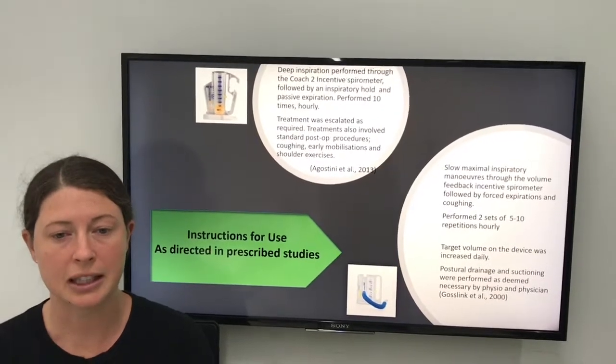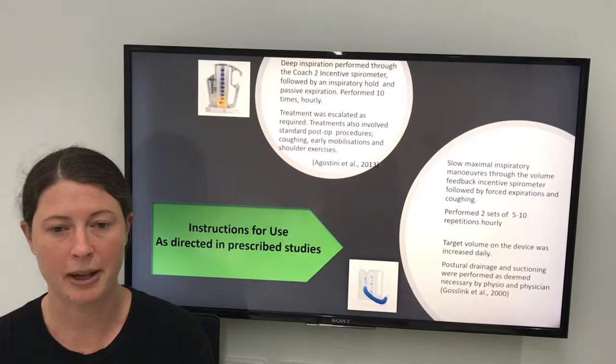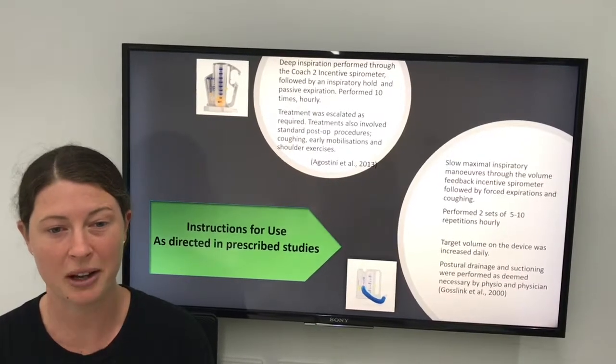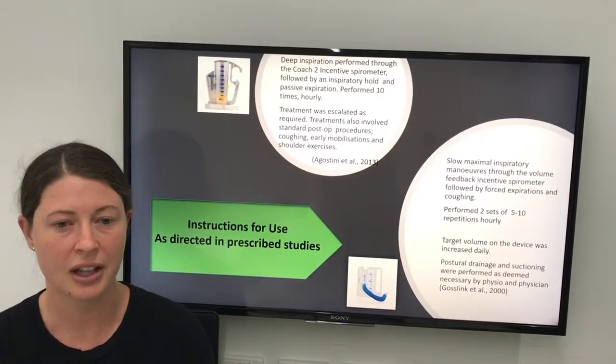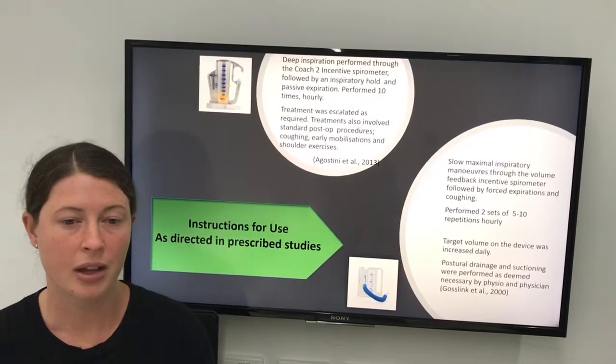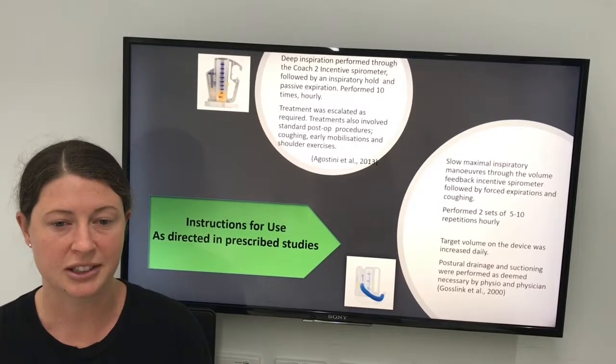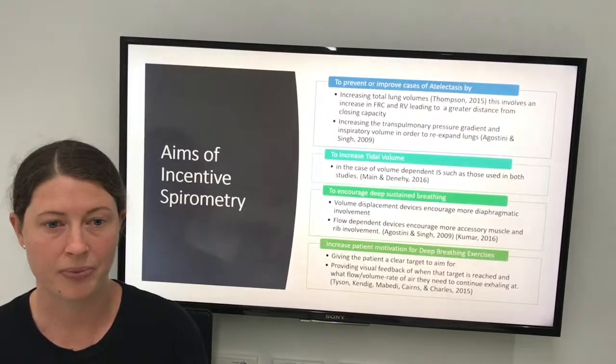In the Gosling study, a slow maximal inspiratory maneuver was performed through the volume feedback incentive spirometer, followed by forced expirations and coughing. This was performed 2 sets of 5 to 10 repetitions hourly. The target volume on the device was increased daily, and postural drainage and suctioning were performed when necessary.